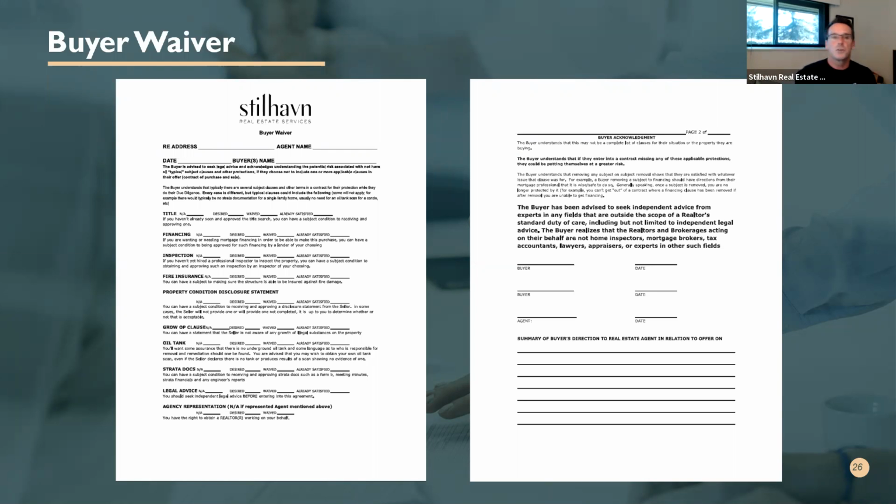And it gets the buyer to acknowledge that they've waived their opportunity to do all these things. It's not part of the contract. It's a cover your ass thing when someone's going in subject free. So it's in the Stillhaven forms if you want to use that. It's just a good idea.